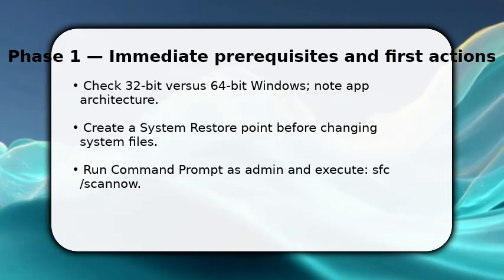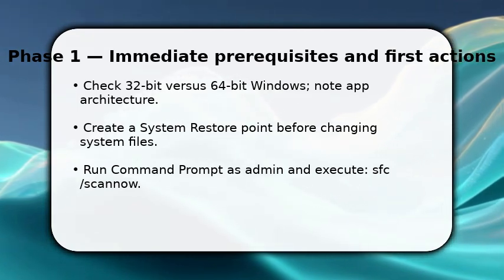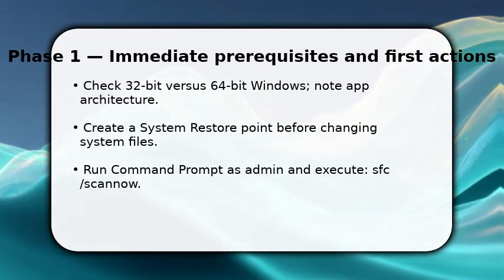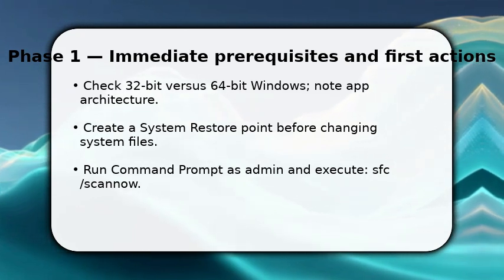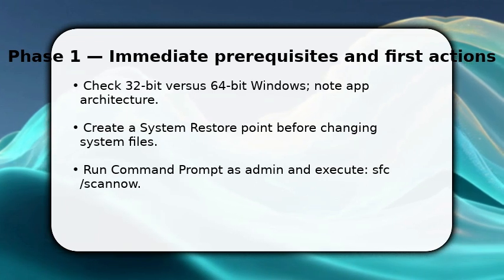You start by preparing the system. Confirm whether Windows is 64-bit or 32-bit, and note the affected program's architecture so you place files correctly. Once done, create a system restore point to undo mistakes.